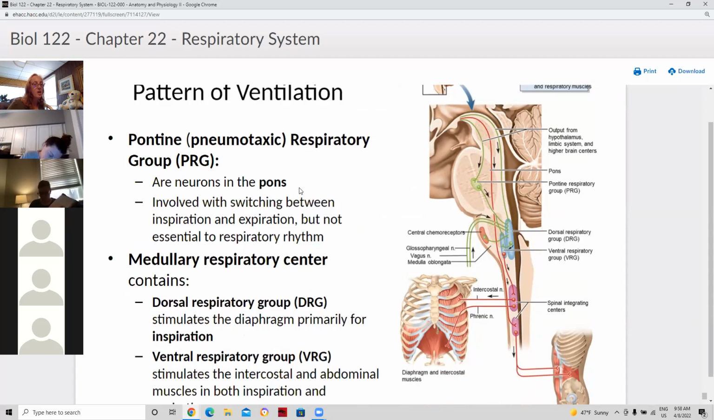Remember, expiration is just the relaxation of your inspiratory muscles. So it's not actually essential to respiratory rhythm. It's just the switching that is the pneumotaxic center. The relaxing of those muscles is related to the pneumotaxic center.